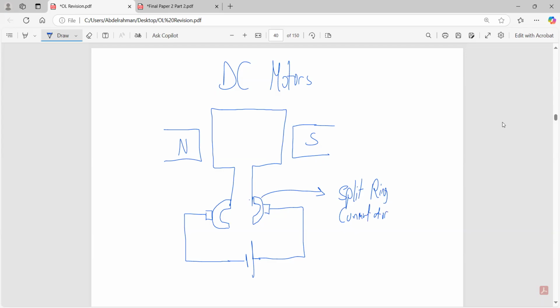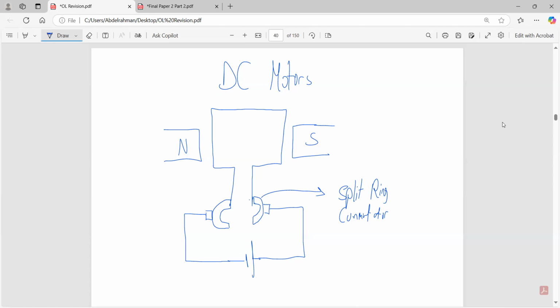What does this split ring commutator do? It actually reverses the current every half rotation to keep the coil rotating in the same direction, in a continuous rotation. This is a split ring commutator.